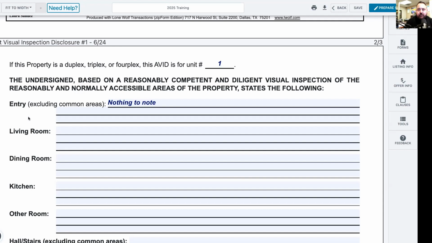No, they've already been advised to do that. That's not part of your visual inspection. The only thing that goes in here is your visual inspection.